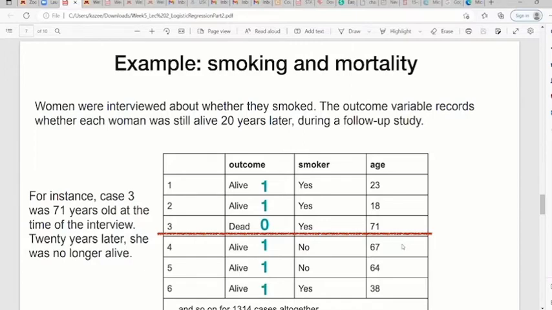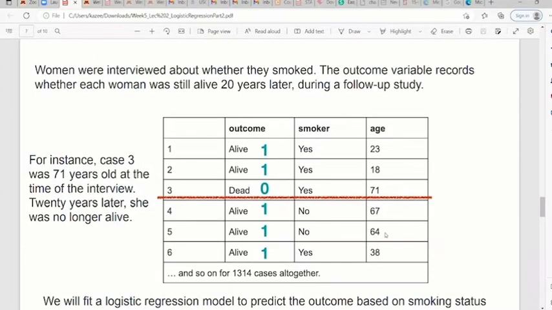Right now this person is going to be 43, and she's still alive. She smoked, and at that age, she was 23 years old when they did the interview 20 years ago. I just want you to take note of that. The age that you see here is not the current age. It's the age as at the time of the interview.